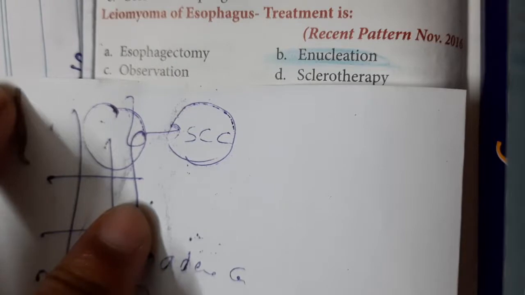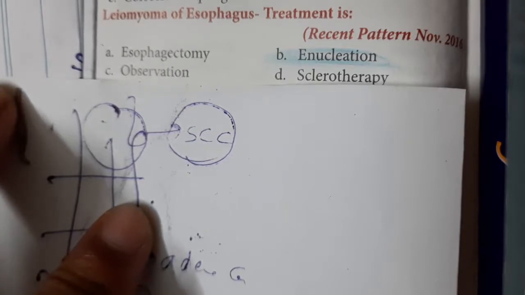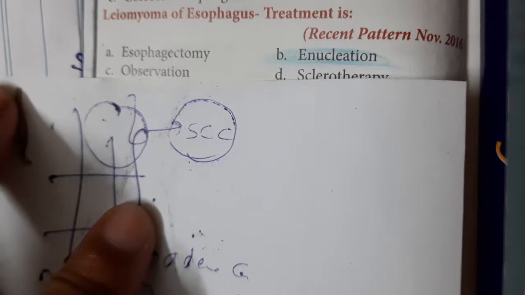Leiomyoma is the most common benign tumor of the esophagus. It is most common in the lower two-thirds of the esophagus. So here the treatment is enucleation.